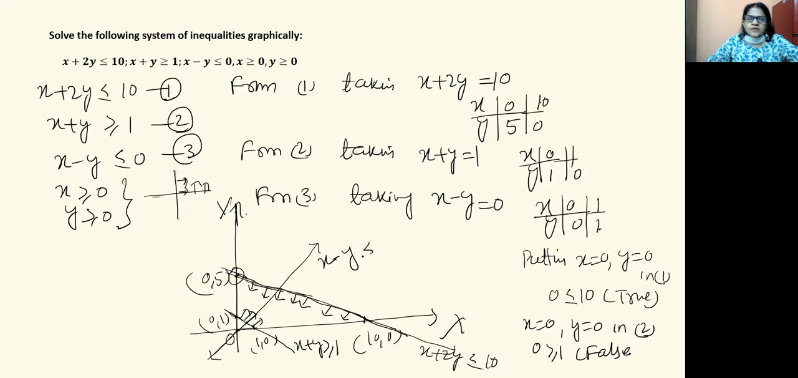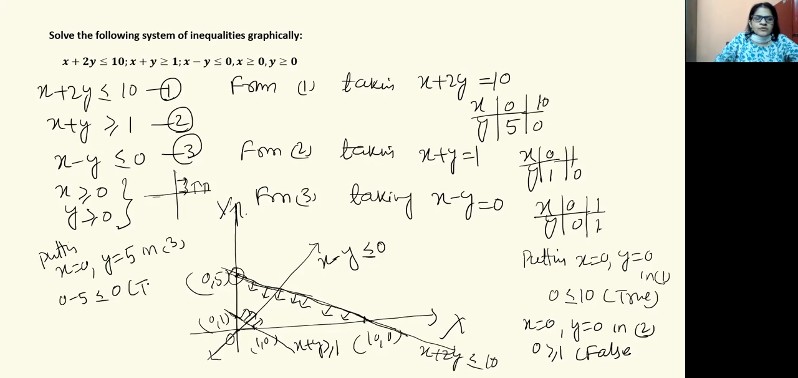x minus y less than or equal to 0. Then we have to check it. Here the line passes through the origin. It means we can take any point other than the origin. Okay, so here (0, 5) is visible to me. Is it visible to you also? We can write here x = 0, y = 5. Putting this in 3, x minus y, 0 minus 5 less than or equal to 0. So minus 5 less than or equal to 0 is true. So it means the solution region will be towards (0, 5).